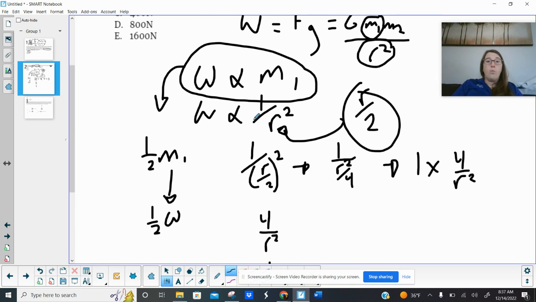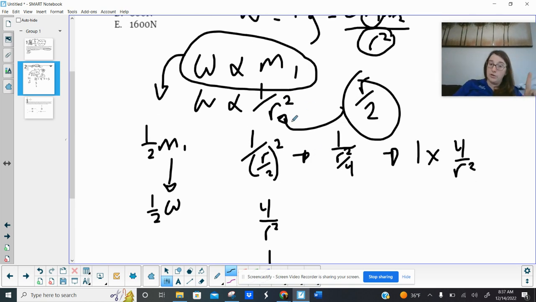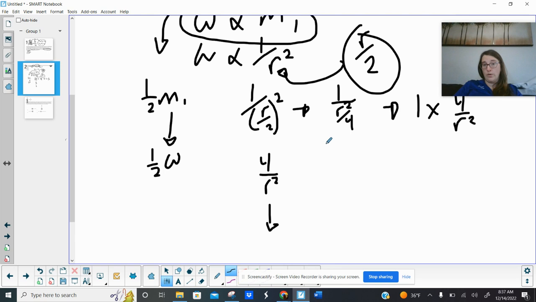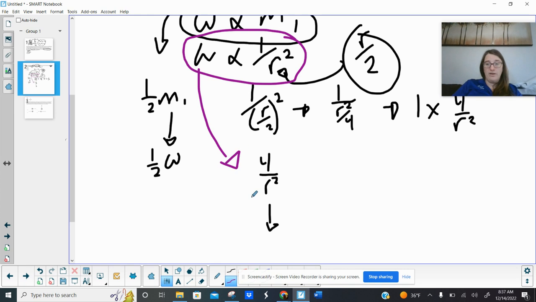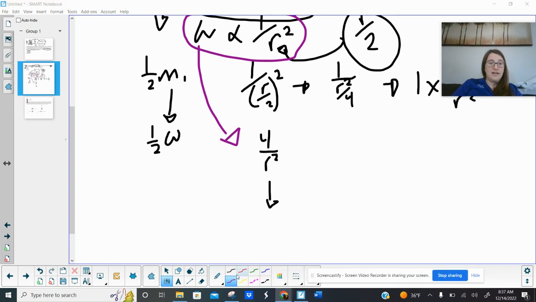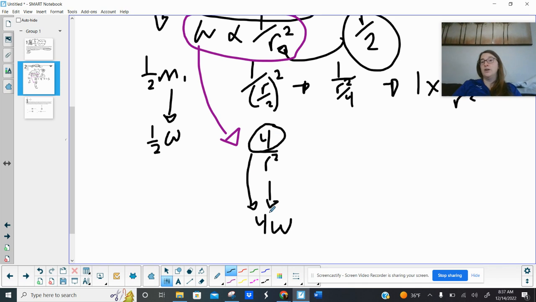Now again, 1 over r squared gave me w. What does 4 over r squared give me? 1 over r squared gave me w is what this proportionality tells me. So when I have 4 over r squared, that tells us that we have 4w. Again, 1 over r squared gave me w, so 4 over r squared, that's literally how we know what the number is. If the 4 was in the bottom, then we'd have 1/4 w. But the 4 is in the top, so we have 4w.